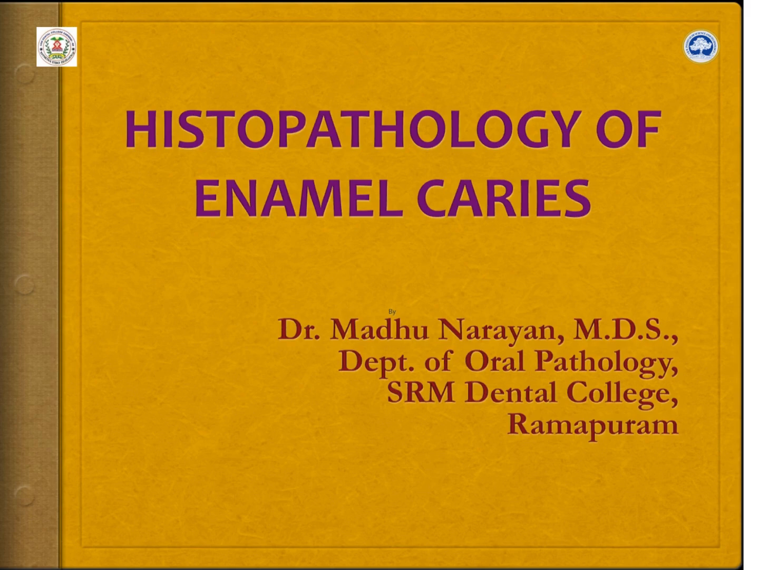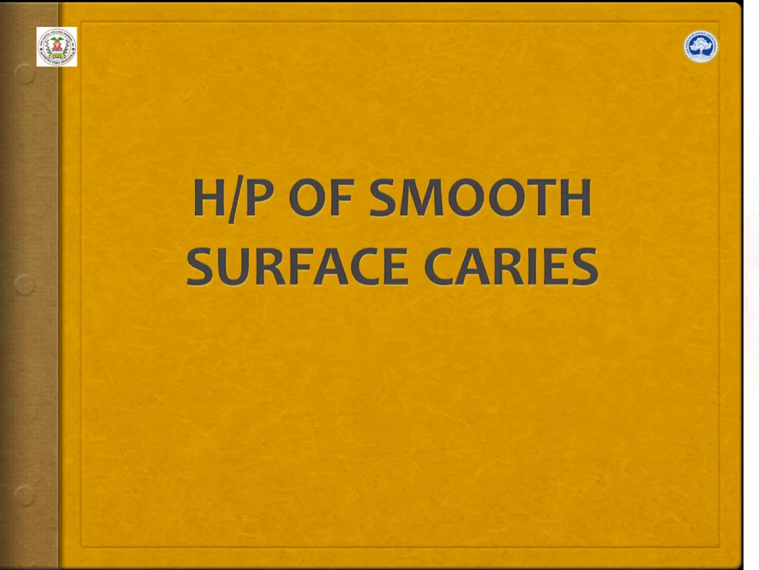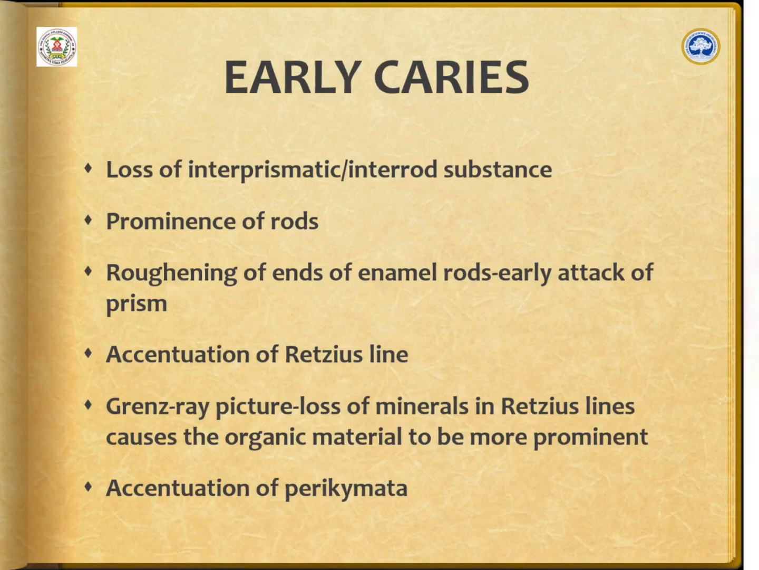Hello everybody. Today we are going to see about the histopathology of enamel caries. First we'll see about the histopathology of smooth surface caries. Smooth surface caries can be divided into early caries and advanced caries.